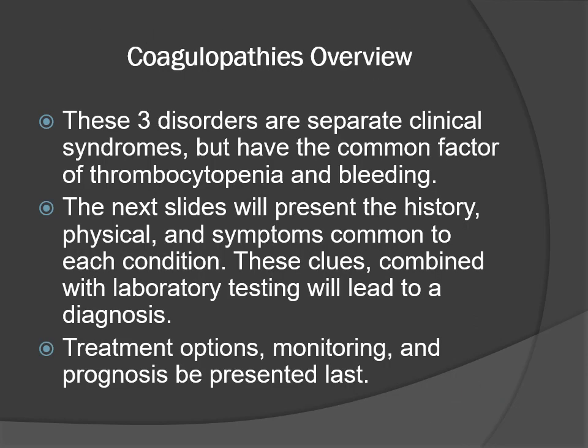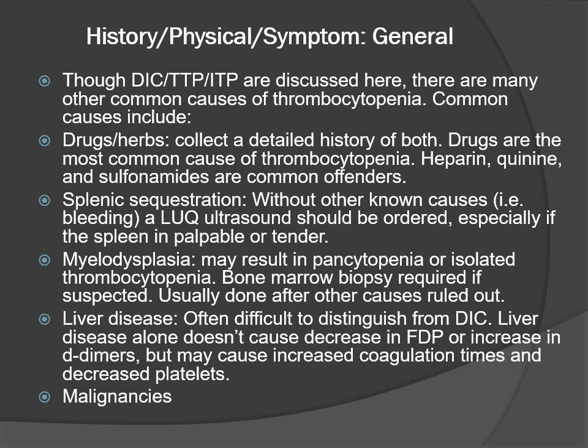So just a little overview. These three disorders are separate clinical syndromes, but they all lead to a couple of things: thrombocytopenia and bleeding. We're going to discuss the history, the physical, the symptoms, the laboratory tests, and last, the treatment for all of these diseases in this PowerPoint. First we're going to talk about history, physical, and symptoms just generally, okay?